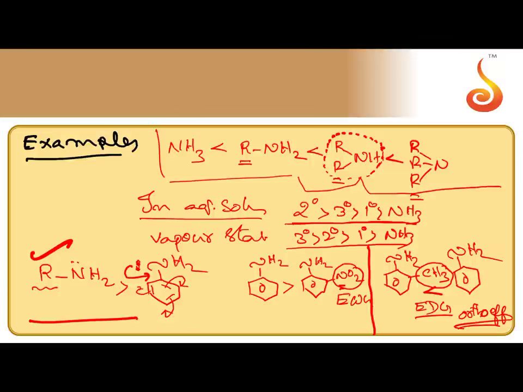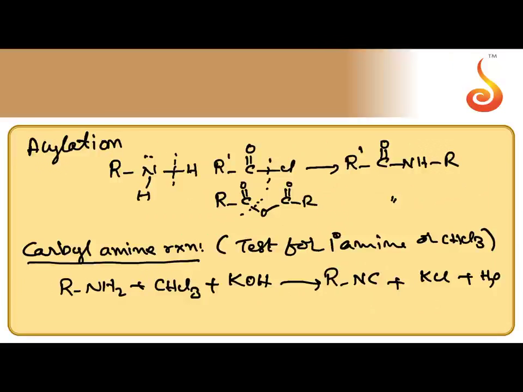Regarding benzoic acid, any group present at ortho position can increase the acidic strength. That is also called ortho effect. So remember, any group present at ortho position can increase the acidic strength of benzoic acid, and can decrease the basic strength of aniline.